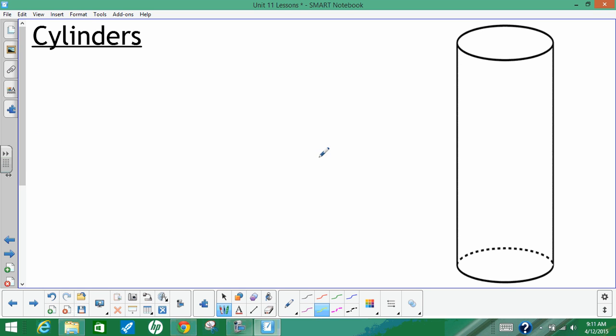Another 3D figure we'll see a lot is a cylinder. A cylinder has two bases, just like a prism does. The bases of a cylinder are circles. And of course these circles have a radius, r, and the radius for both of the bases will be the same. We could also talk about the diameter, which is 2 times the radius.